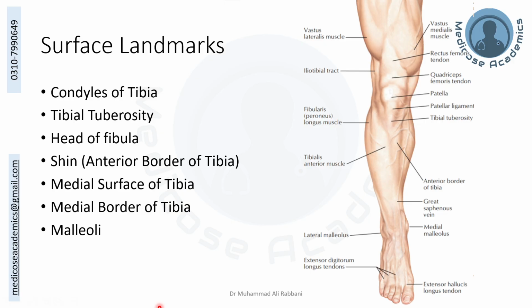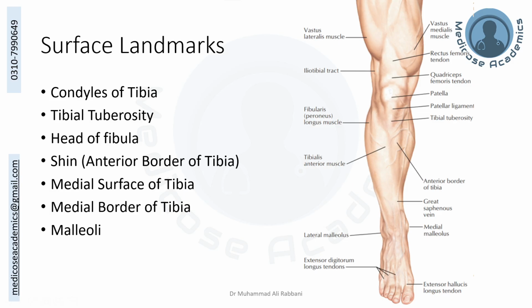Surface landmarks, the things that you are going to find out, you are going to easily palpate the condyles of the tibia right here. It's not exactly shown very nicely in the picture, but you can easily palpate them on each side of your knee joint. On the front, you can find the tibial tuberosity where the patellar ligament gets inserted. On the posterolateral aspect somewhere here, you are going to palpate the head of the fibula that is placed a little deep. Then on the anterior surface, the sharp border of the bone that is visible, that is the shin or anterior border of the tibial bone.